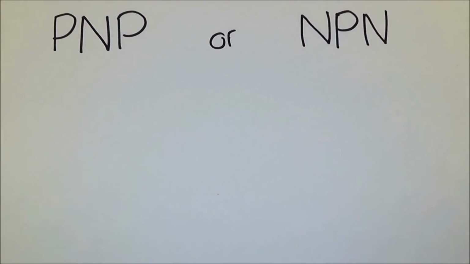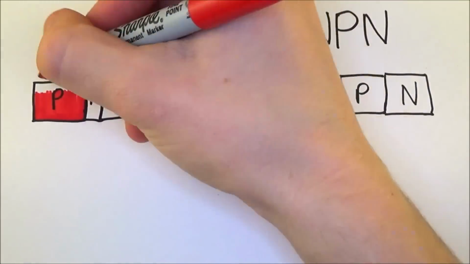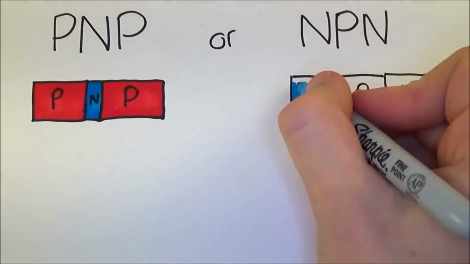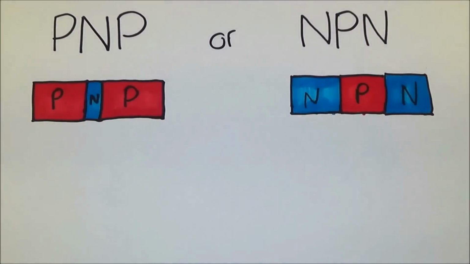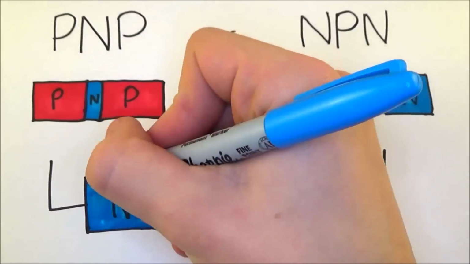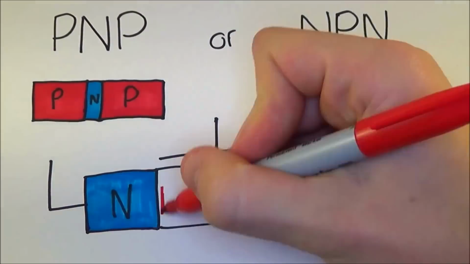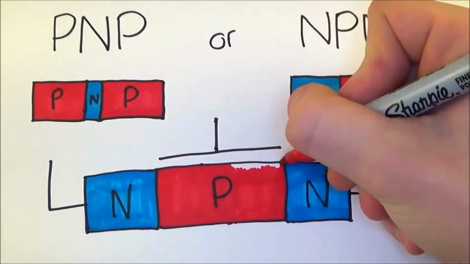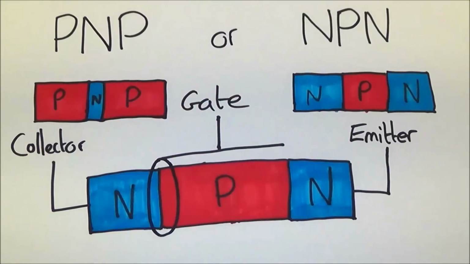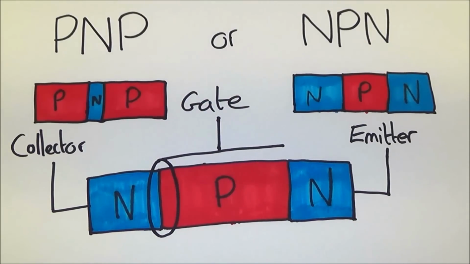Now a transistor is made up of 3 of these sections, either PNP or NPN. We are going to focus on an NPN because it is the most common. On one side is the collector, and on the other side is the emitter. In the middle is a base, and it is separated by an oxide layer.